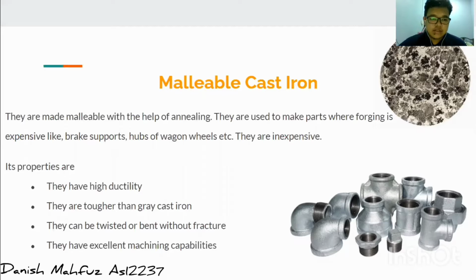First and foremost, malleable cast iron has high ductility. Second, it is tougher than gray cast iron. It can also be twisted or bent without fracture. And malleable cast iron has excellent machining capabilities.